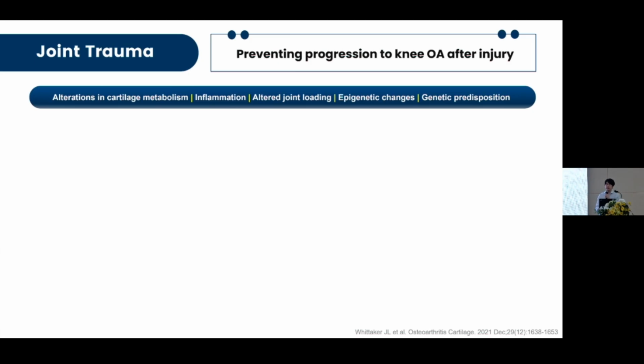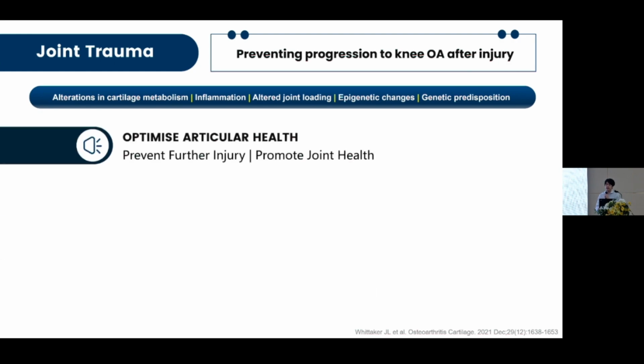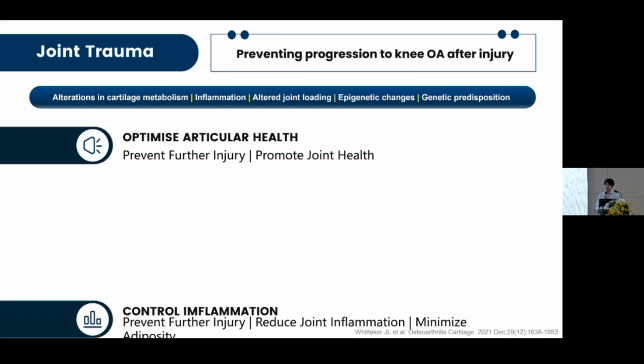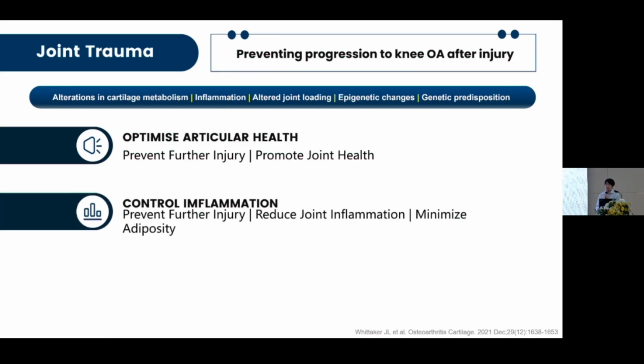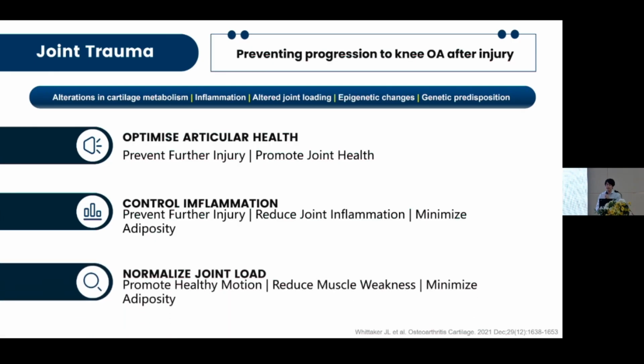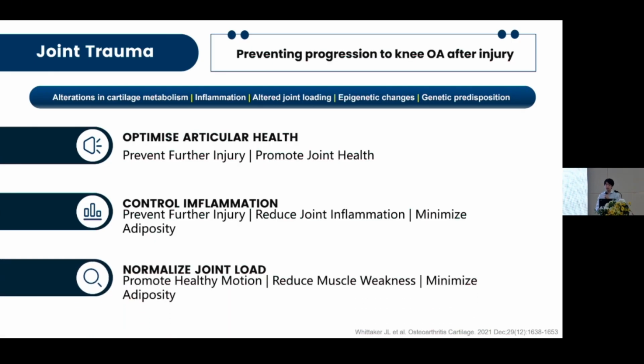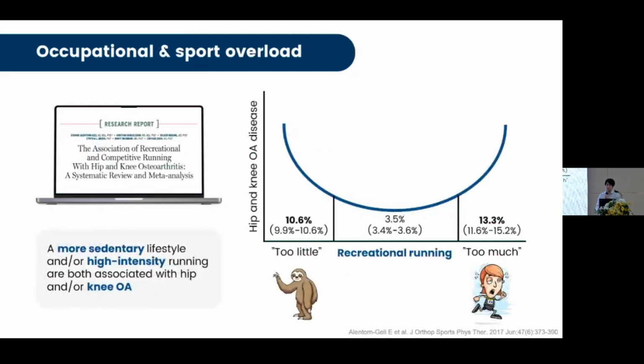But what if an injury occurs? Even after, we can take steps to slow OA progression. For example, preventing re-injury and engaging in activities that promote joint health and preserve articular tissue integrity. Similarly, optimizing articular inflammation and minimizing total body adiposity may also slow the inflammatory process. And finally, addressing movement adaptation, muscle function, and weight gain may promote normal joint loading.